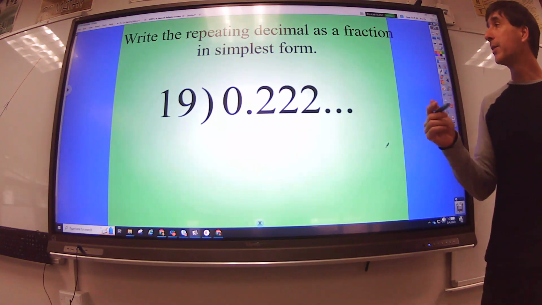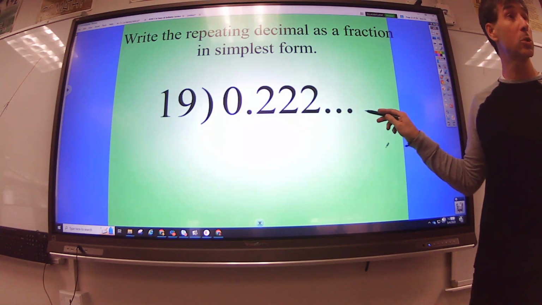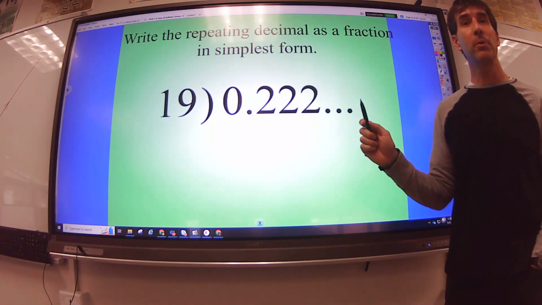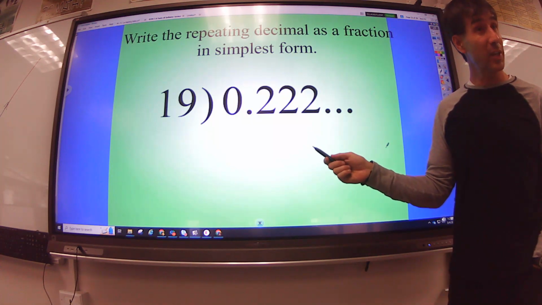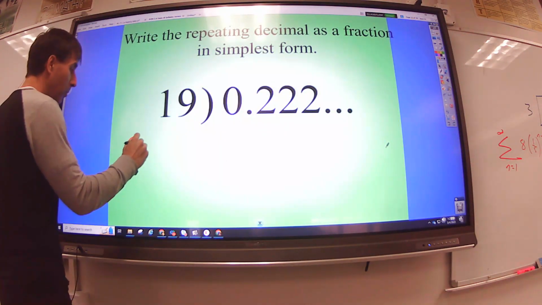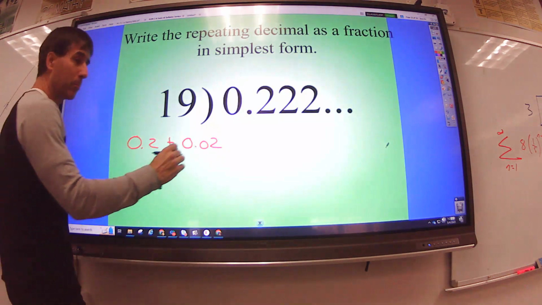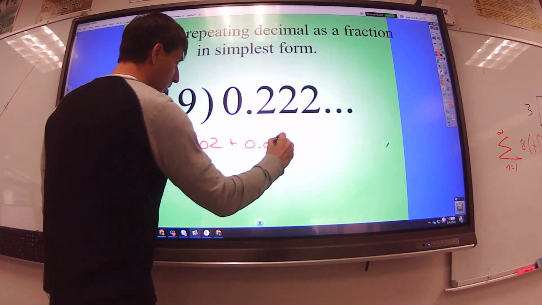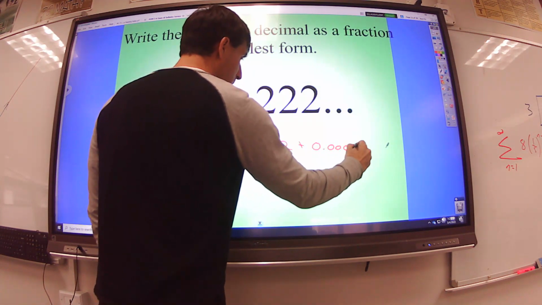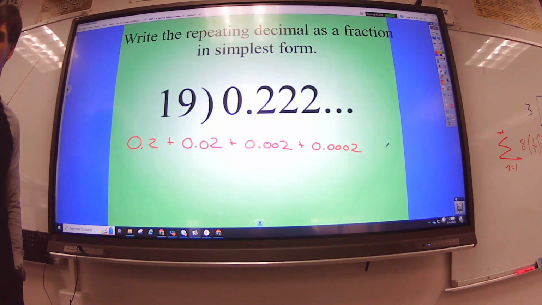Okay, look up here. This is asking us to write the repeating decimal, right? This means 0.222222222 forever, usually with a bar over it, as a fraction in simplest form. But this is a series. Do you guys know that? Guess what? This can be written as, hey, look, it's 0.2 plus 0.02, right? Plus 0.002 plus what? 0.0002 and so forth. Do you guys see that as a repeating decimal?